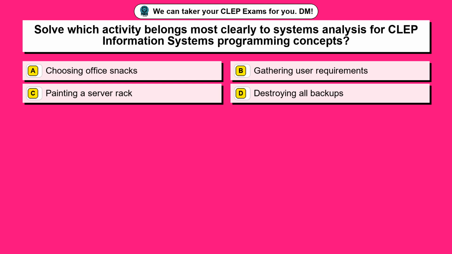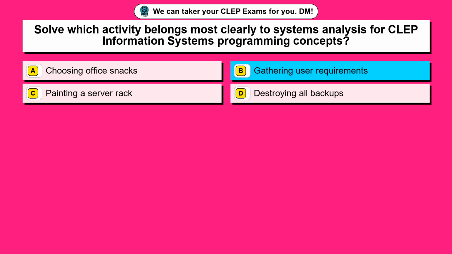Question 66. Solve which activity belongs most clearly to systems analysis for CLEP Information Systems programming concepts. Option A. Choosing office snacks. Option B. Gathering user requirements. Option C. Painting a server rack. Option D. Destroying all backups. The correct answer is option B.